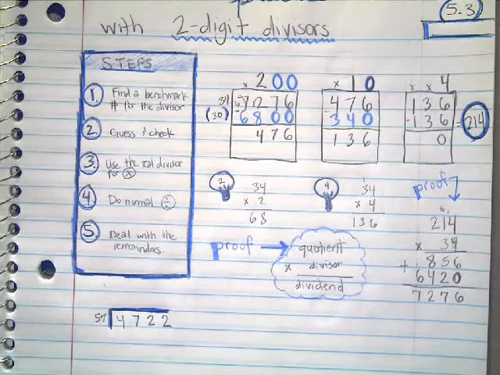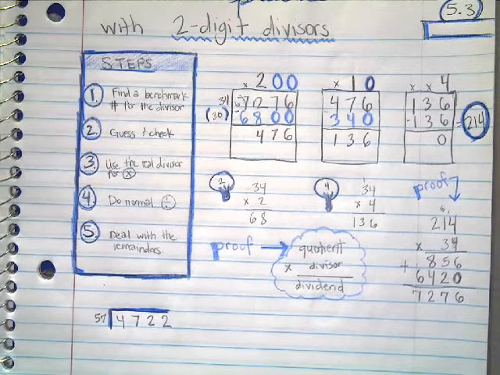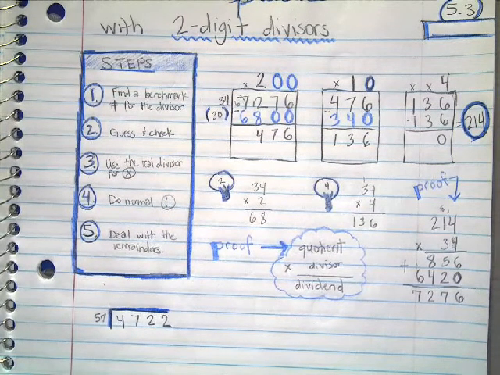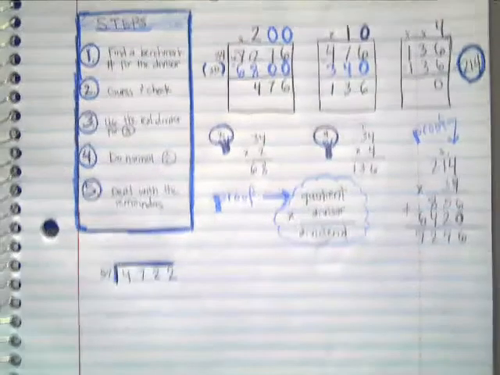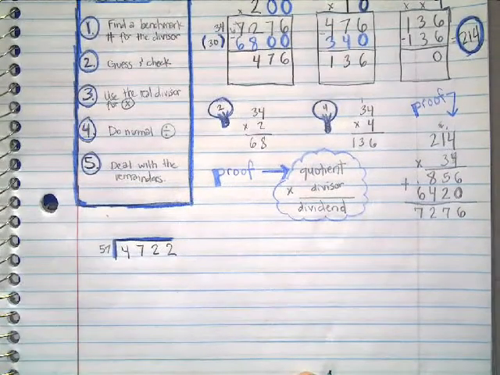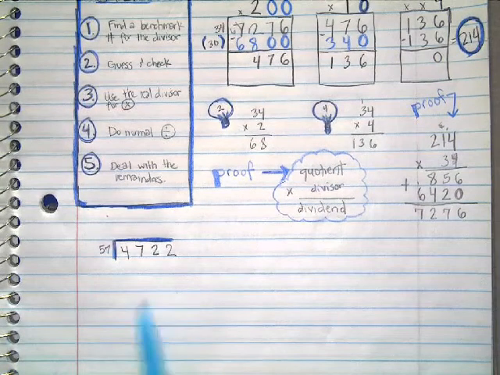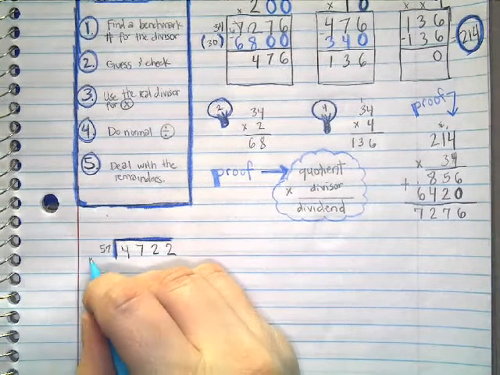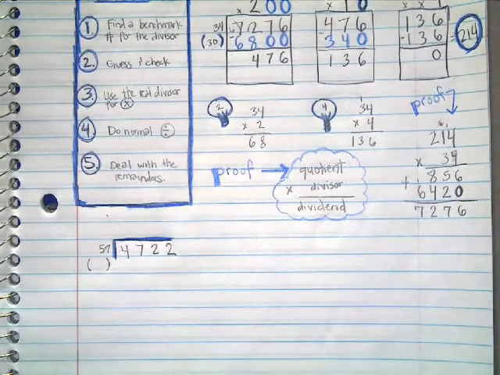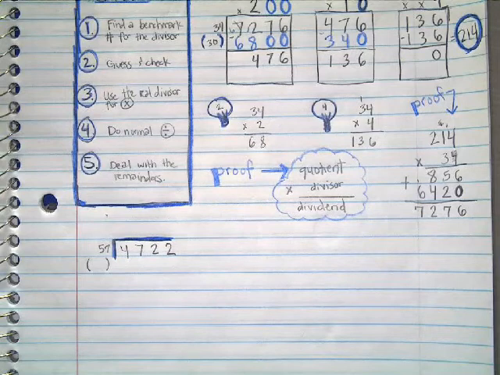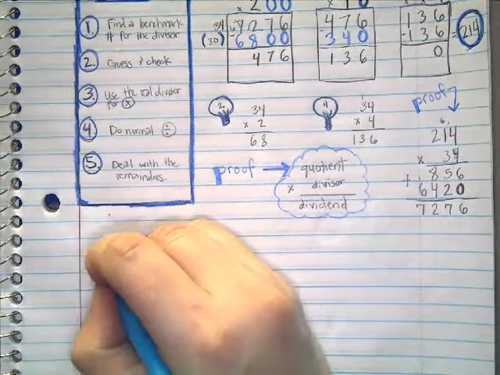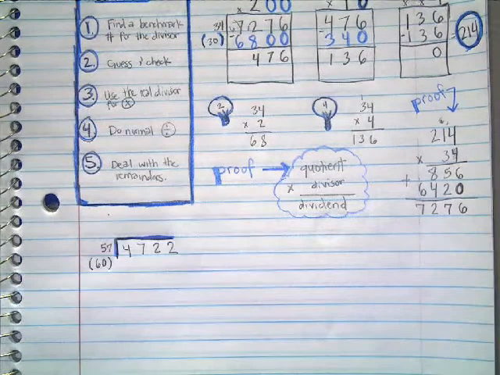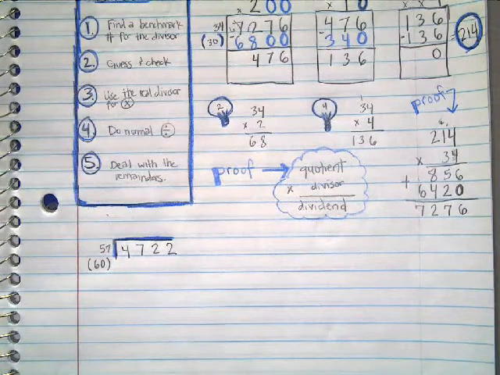You still have to follow these 5 steps when using standard division. You still have to find a benchmark number. You still have to do guess and check. You still have to use the real divisor. You still do normal division and you still deal with remainders. So it's the same steps, just a different way to do them. Pretty cool. Okay, so what is 57 really close to that ends in a 0 that we're going to put in parentheses? We're going to use it for our guess and check. It's called the benchmark number. It's 60.